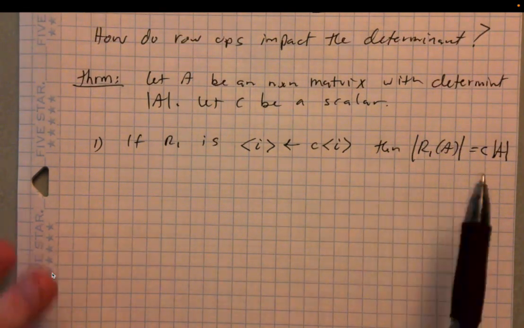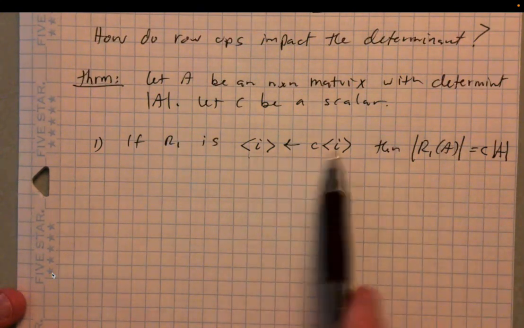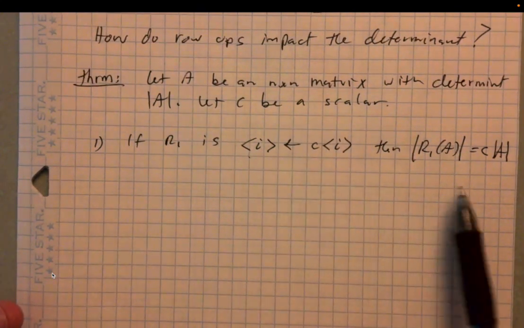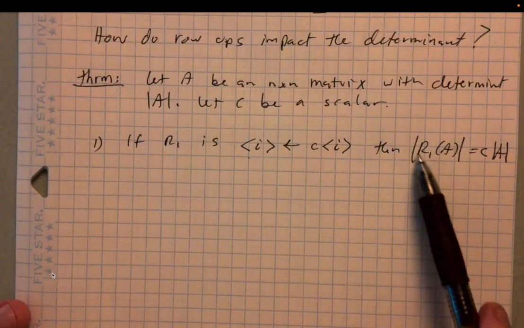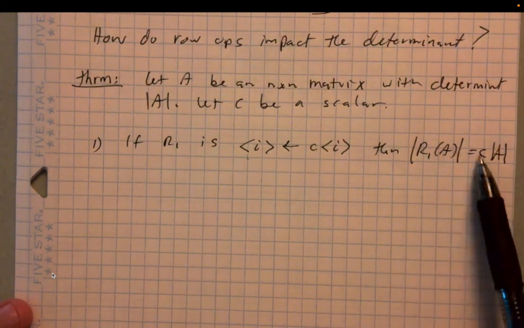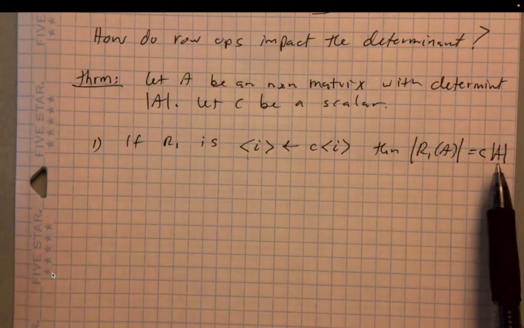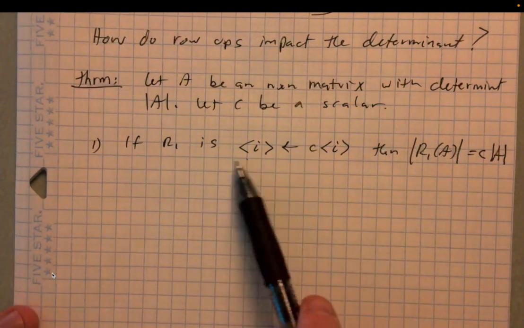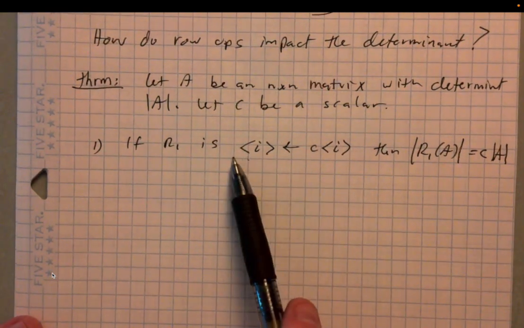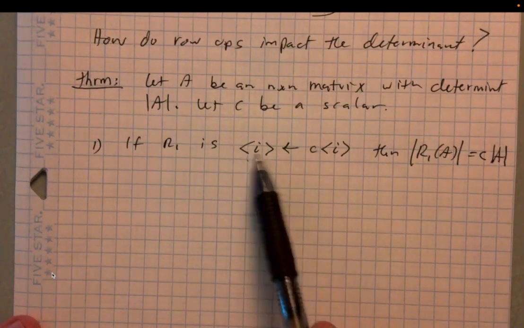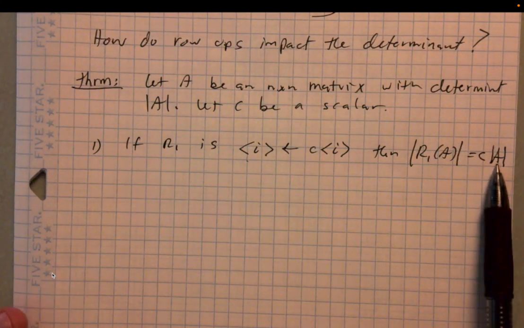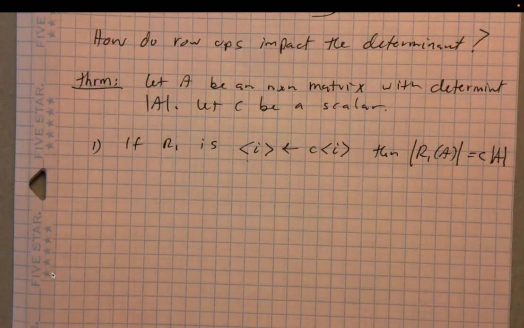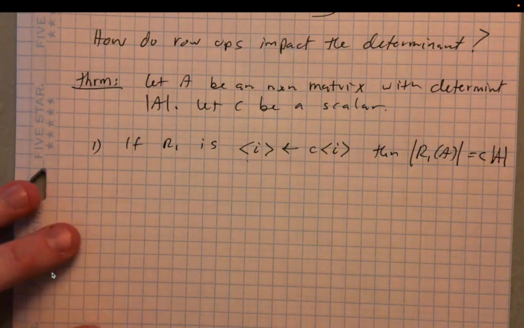Okay, so does that make sense? So we start with A. If we apply this row operation to A, then the determinant of that resultant matrix is equal to the constant times the determinant of A. Okay, so basically the effect here, when we multiply a row by a constant, the impact it has on the determinant is basically exactly the same. Like we multiply the determinant by the same constant. Okay, so that's that one.